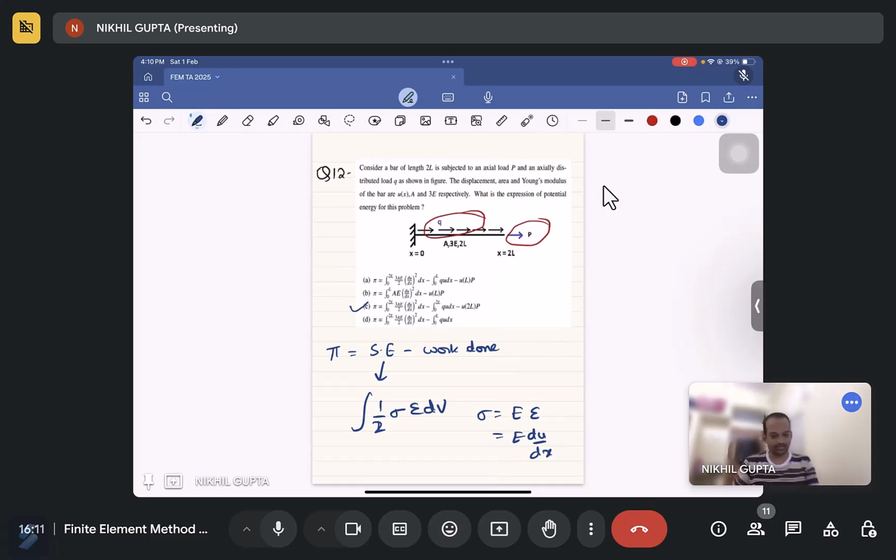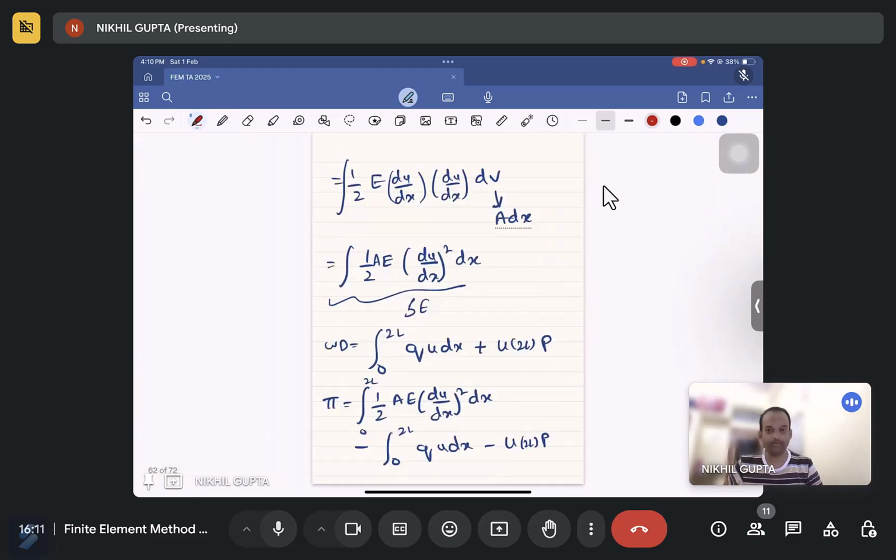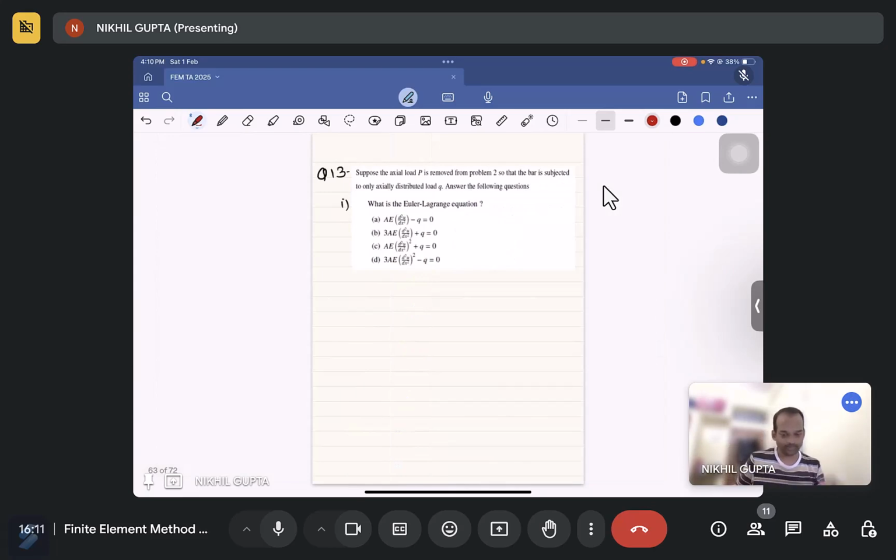So you see, where you have to find the potential energy, the initial step of solving a variational problem is to get the potential energy function. For the potential energy function, you should know the strain energy and the work done. So in this simple problem, you must have understood how to get the potential function of a system. Now let's look into the other question.